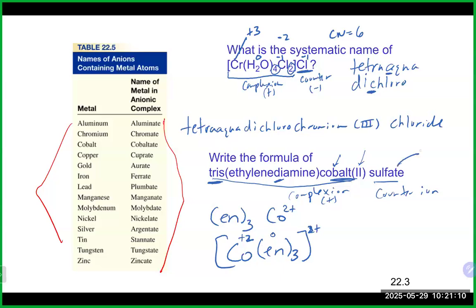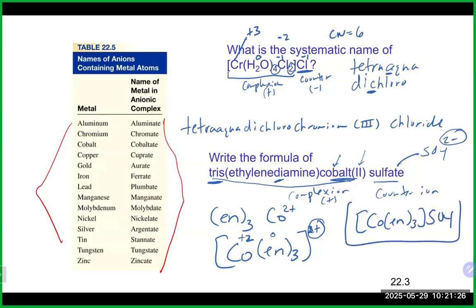And that's important when we look at our counter ion, which is sulfate. Sulfate has a -2 charge and the complex has a +2 charge. That means we really just need one counter ion here to balance it out. And that will give us our coordination compound, which looks something like this, basically. Any questions on that guy there?